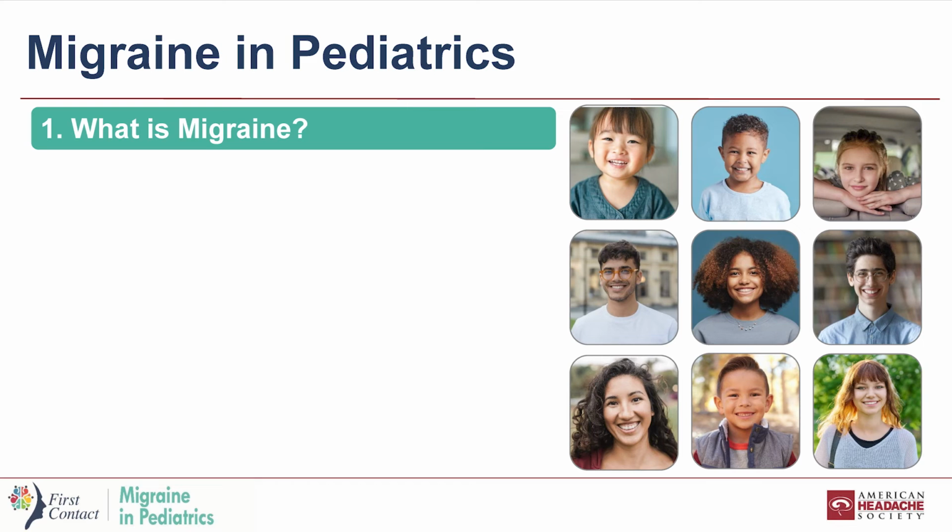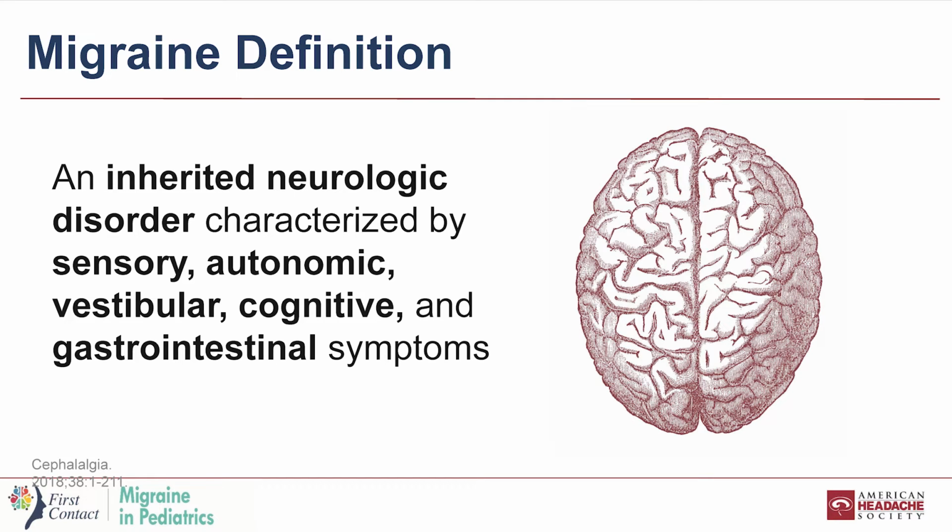And I get the privilege of starting off the talk by asking what I think is the most important question of the entire talk, which is, what is migraine? And notice I didn't ask what is a migraine. I think if I did, you would say, well, it must be a terrible headache. But migraine itself is an inherited neurological disorder that's characterized by sensory, autonomic, vestibular, cognitive, and gastrointestinal symptoms. Attacks actually last longer and are more protracted, more complicated than previously thought.